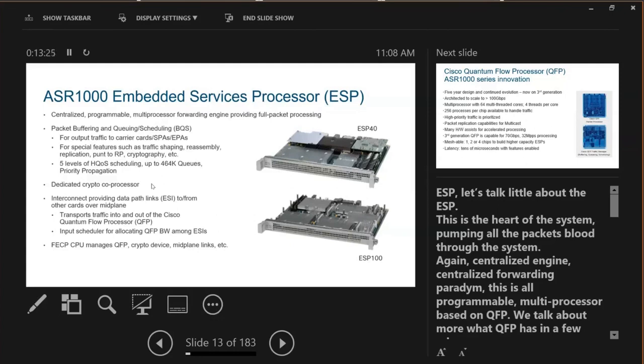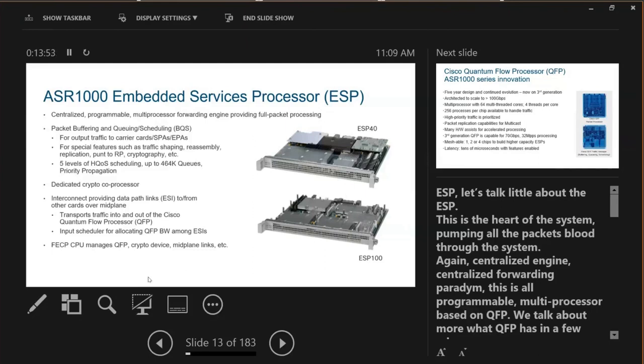It has to check, the control plane has to handle that. So in that case, the forwarding processor will send the packet to the control plane, that is the route processor. That action, where the forwarding plane sends the packet to the control plane, is called punt to RP. RP is the route processor. We'll talk about the packet flow later. You'll get a better understanding. Okay.